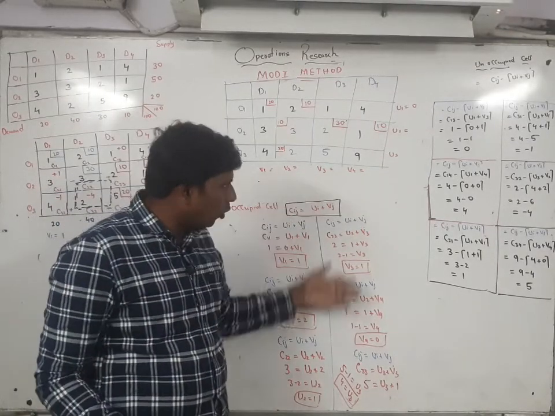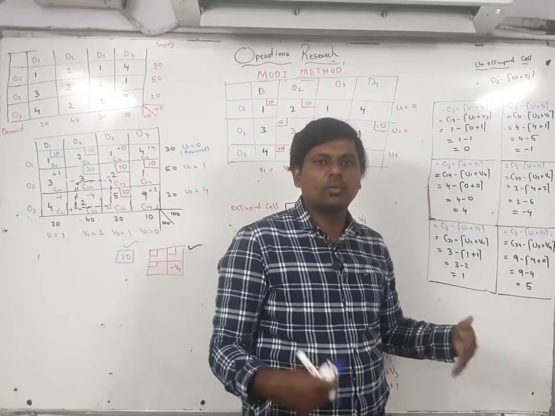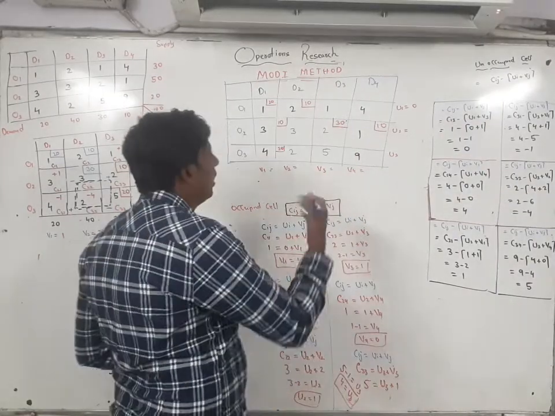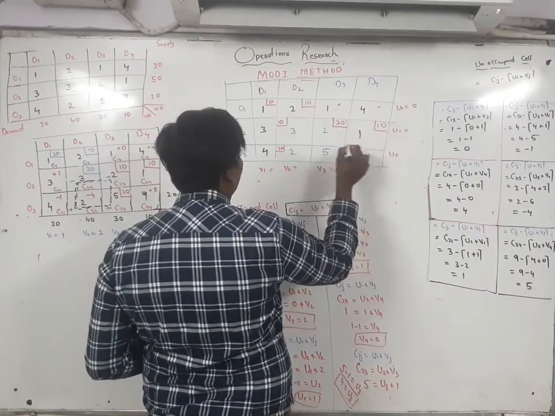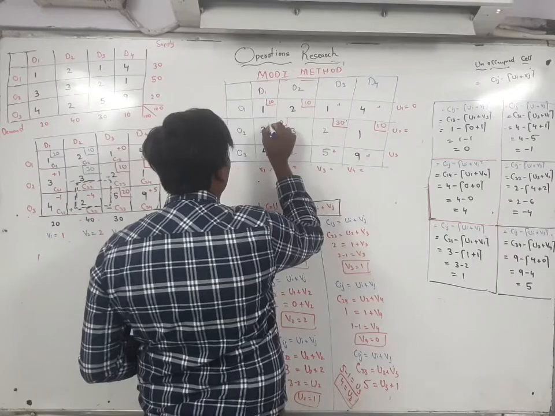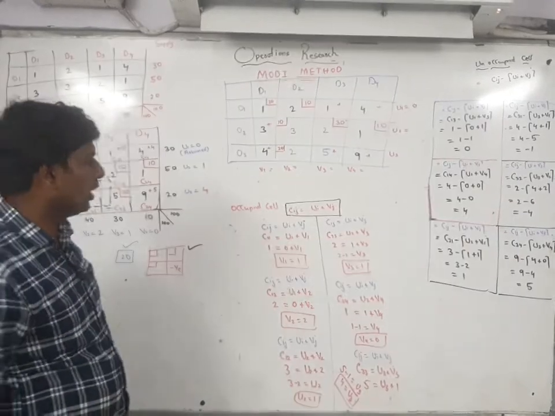Again you have to find the occupied cells. Again you have to find the unoccupied cells. Again you have to repeat. So suppose you are getting positive values here, and here also positive, and here also positive. Suppose you are getting all positive values, then you go for the tabular column.